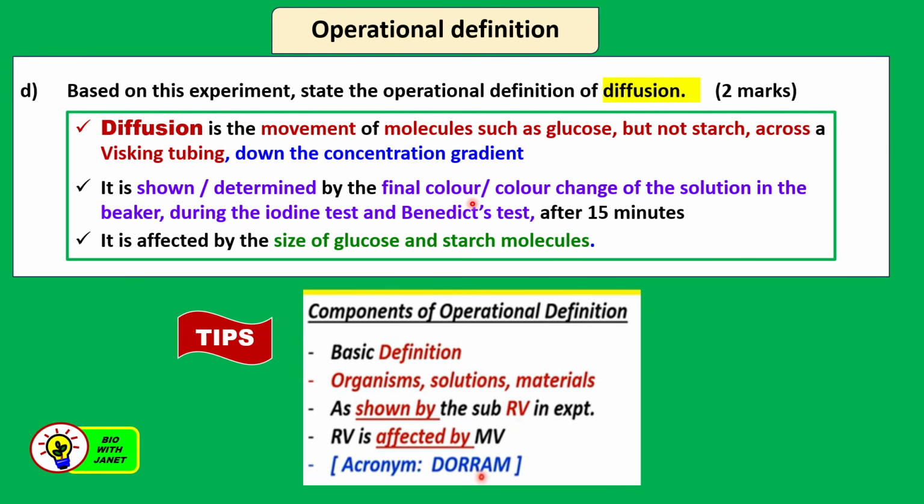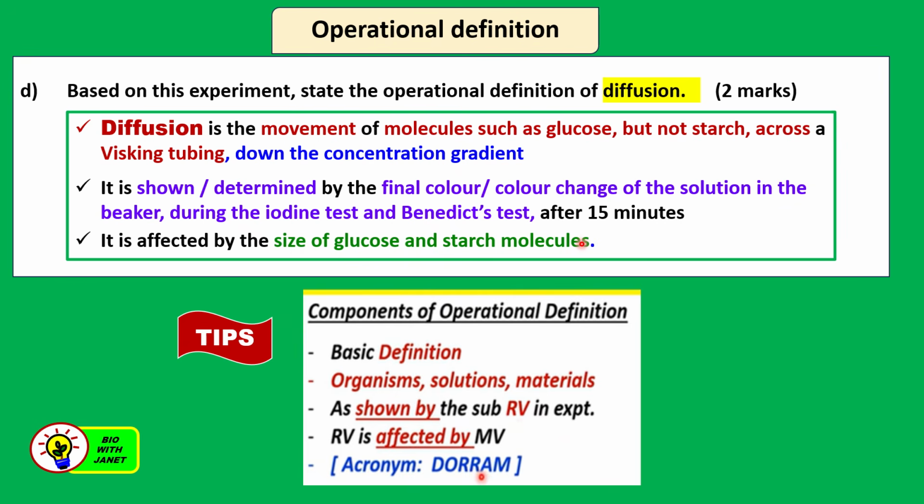So we want to look at the color, whether the solution turned blue-black for the iodine test, or whether the solution formed a brick red precipitate when heated with Benedict's solution. So that is your RV, your sub-RV. And it is affected by the size of the molecules, the glucose and starch molecules. If you want to be general, just say it's affected by the size of molecules. If you're not sure, just write that down, like in the previous SPP paper, where I just put it's affected by the size of molecules.